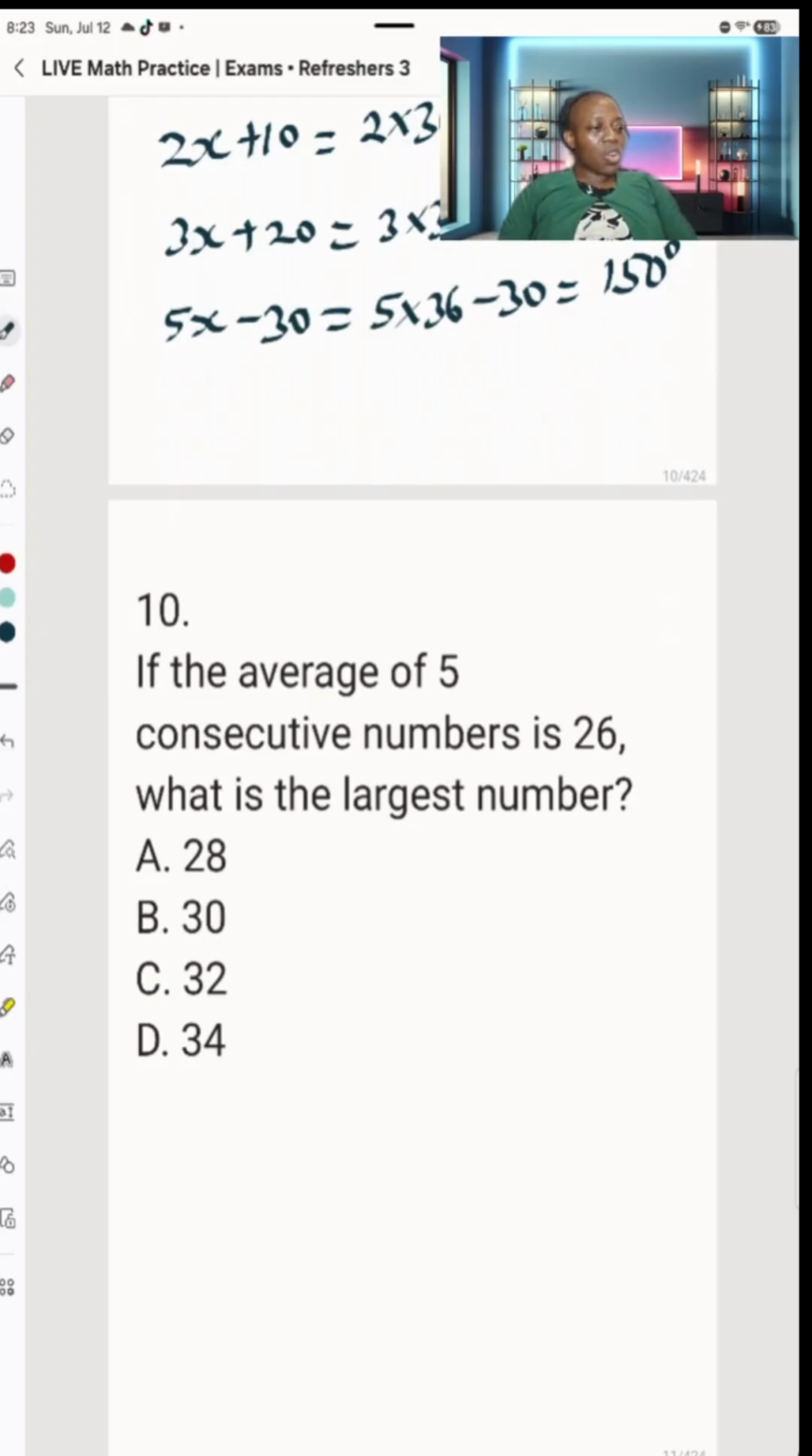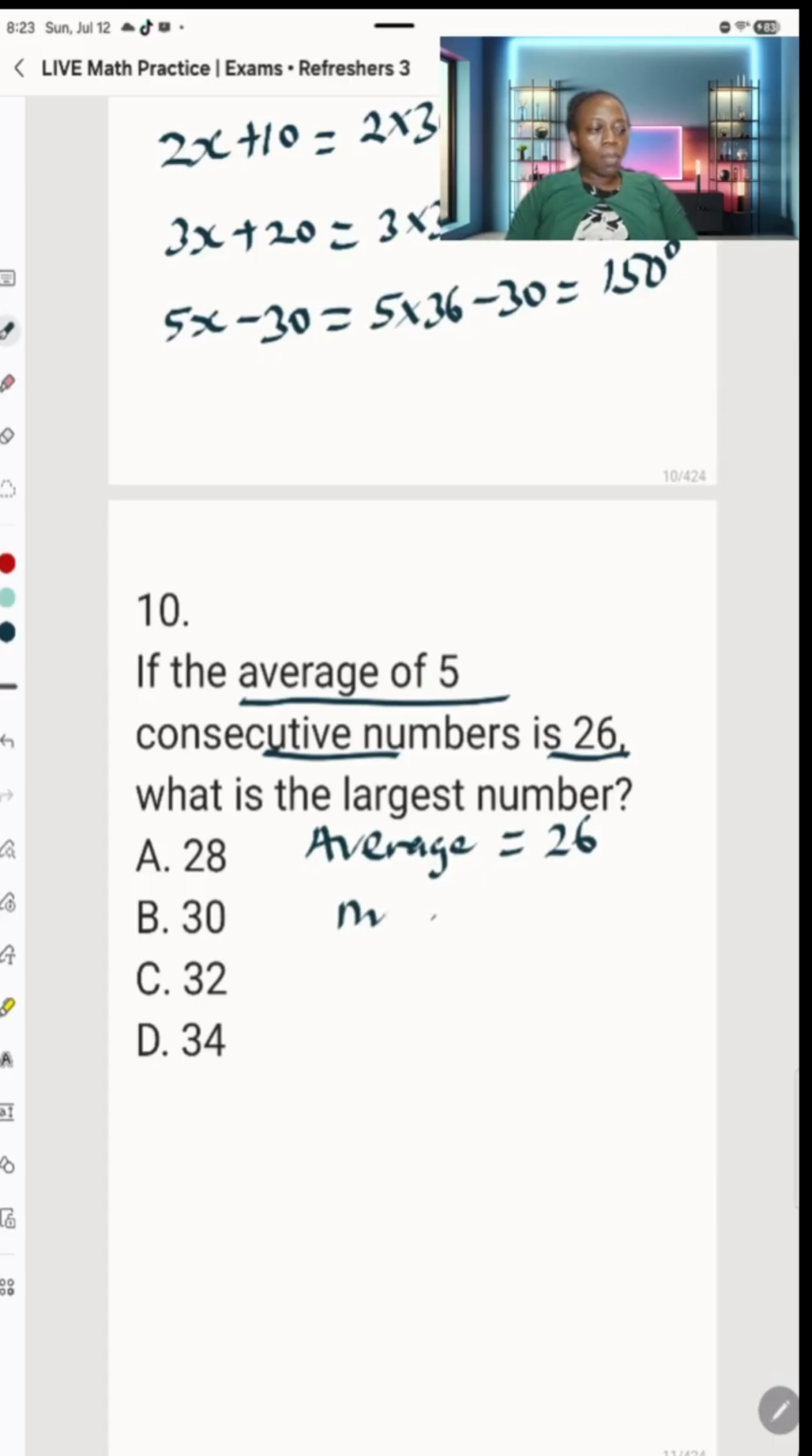If the average of 5 consecutive numbers is 26, what is the largest number? The average of 5 consecutive numbers is 26. So it means the center of those numbers is 26. The average is 26, and it means the middle number is also 26. So talking about 5 consecutive, that is going to make 26 at the center. To the back of 26, that will be 25 and 24. To the front of 26, that will be 27 and 28.